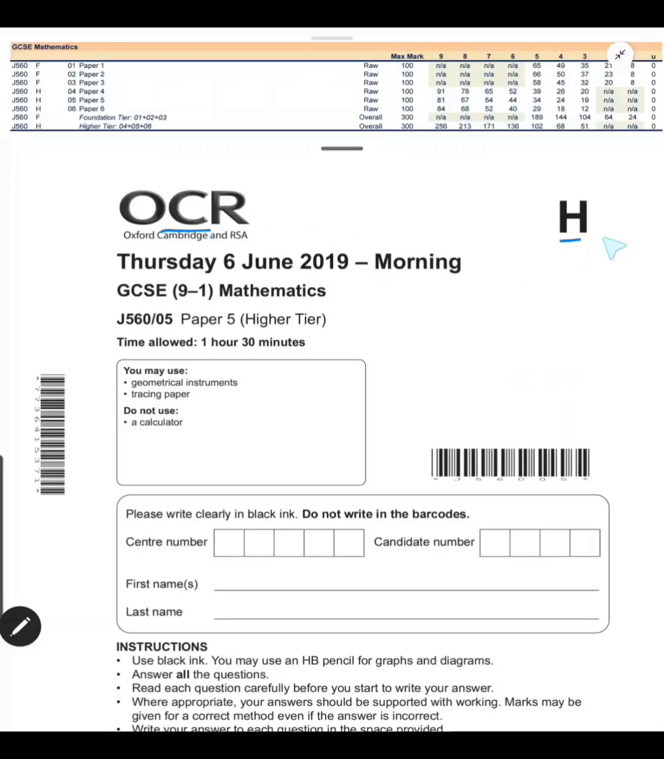So this is OCR's higher tier paper from June 2019. It's paper 5, the non-calculator paper. And if we have a look at the grade boundaries, then we need 24 marks for a 4, 34 for a 5, all the way up to a grade 9.